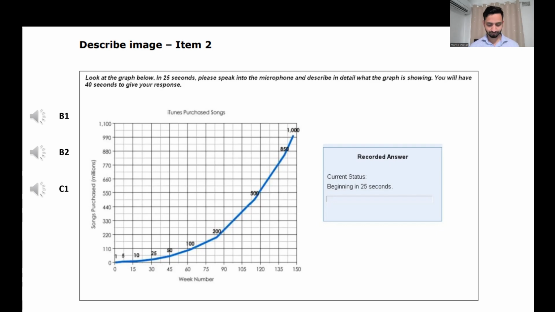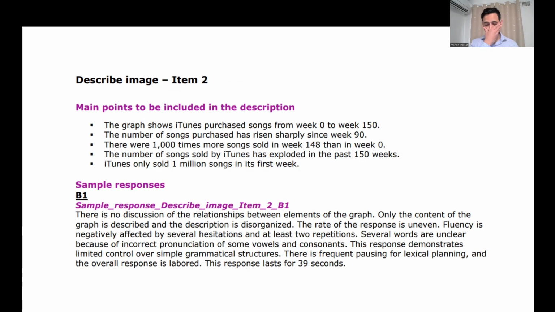The graph is just showing the iTunes purchase songs, and on the one side it's week number, so how many numbers were purchased per week, and on a vertical graph it's how many percent in millions. So it shows that by the week number 150, there has been more than 1,000 iTunes songs purchased. 1,000 million.